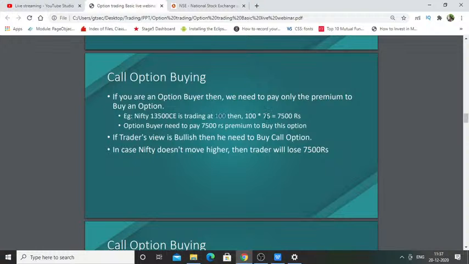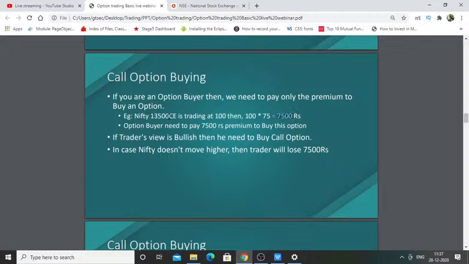The lot size of Nifty is 75. So what the trader has to do is 100 into 75, which is 7,500. The option buyer only needs to pay this premium as the margin to enter into this trade, because whatever happens, this trader is not going to lose more than this 7,500.